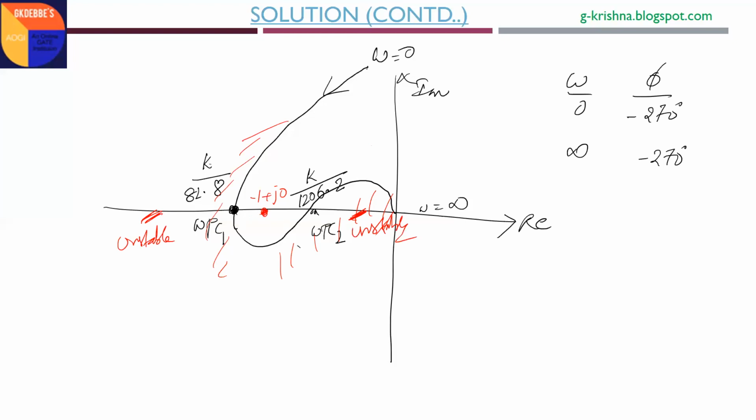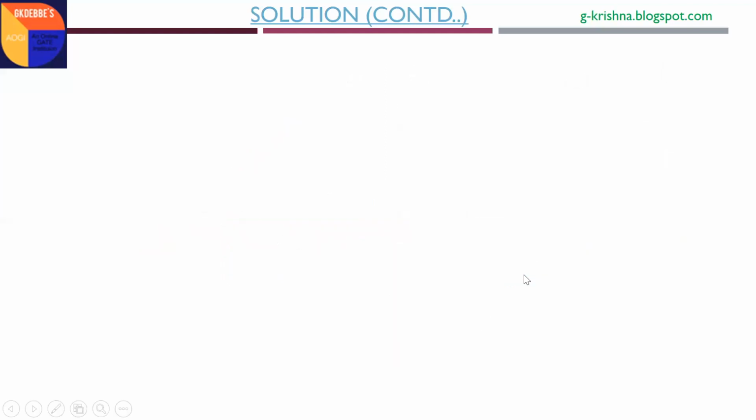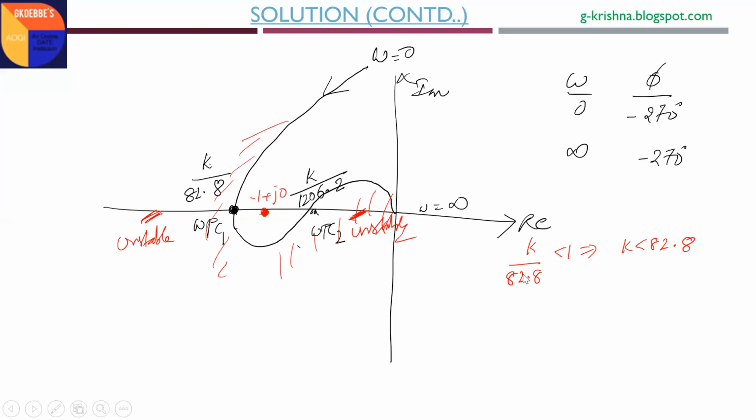If you want to locate the minus 1 plus j0 point here, what is the range of gain K we require? Compulsorily K by 82.8 should be less than 1, that is K should be less than 82.8. Sorry, wait for a minute. I'm extremely sorry for this.